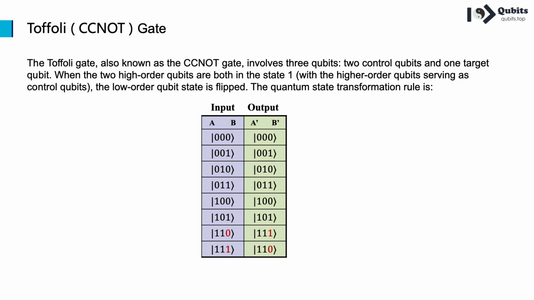It is also a universal gate, which means that any quantum computation can be expressed as a sequence of Toffoli gates and single qubit gates. Toffoli gates can be used to implement various quantum algorithms, including quantum error correction and quantum search algorithms. They are also used in the design of quantum circuits and quantum processors.